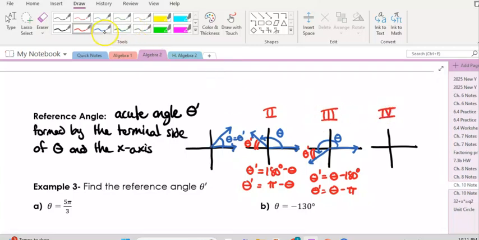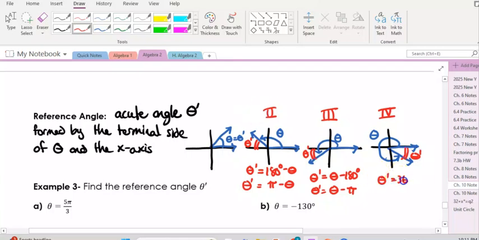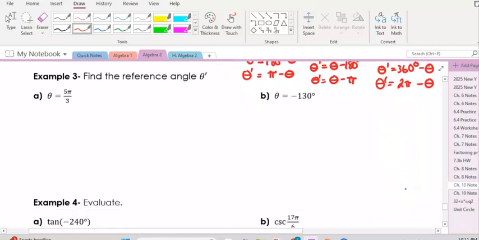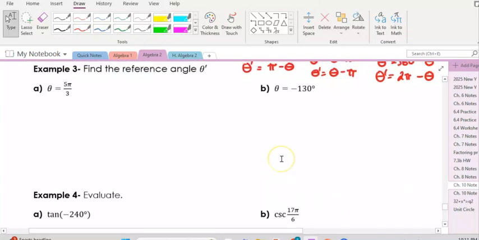And if you're in quadrant 4, that's down here, keep in mind that the way the angles work, you're going this way. So this is your angle. If you're in quadrant 4, your reference angle is right here between the terminal side and the x-axis. To find that, you would take 360 degrees minus your original angle, or if you're in radians, 2 pi minus your original angle. All right, so pause the video if you need to right there and write down the formulas.